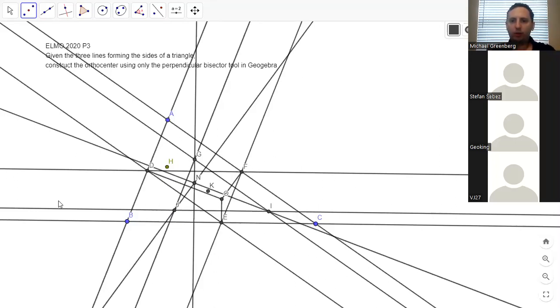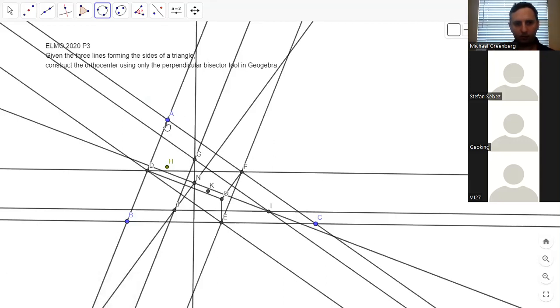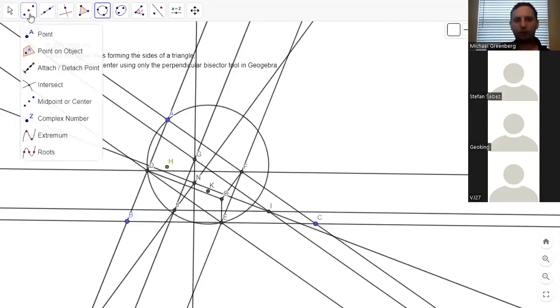No, you can't construct a circle. But for example, what's the circumcenter of ADE? That would be over here. So yeah, you can't construct a circle, but it's not hard to get a circumcenter.